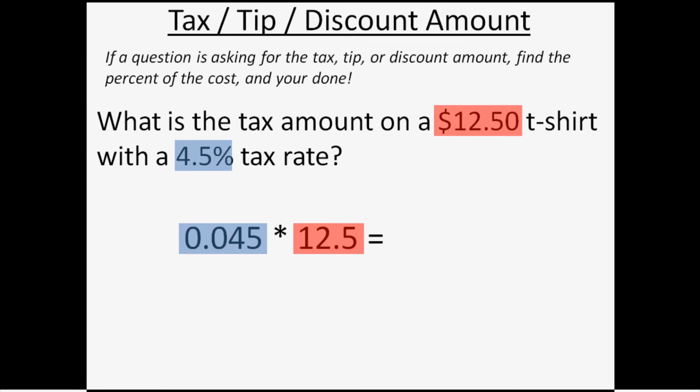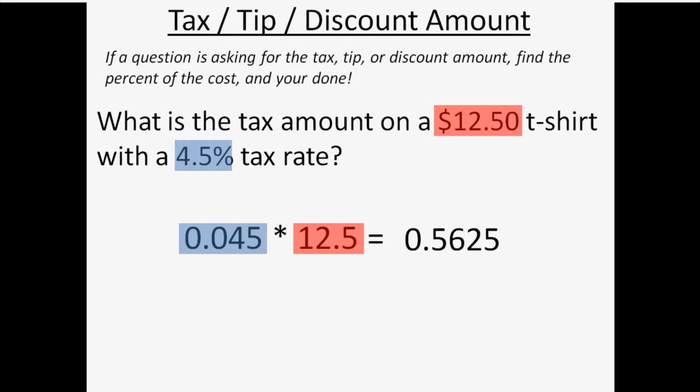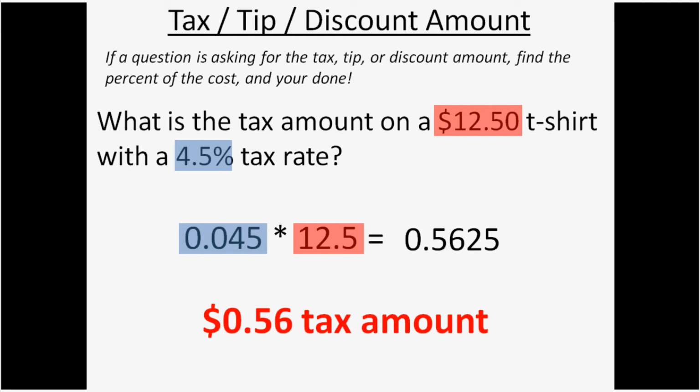So when you work that out, you end up getting a number that goes out 4 decimal places. We'll be rounding that to the hundredths, and it rounds out to 56 cents. So you'd be paying 56 cents extra for tax.